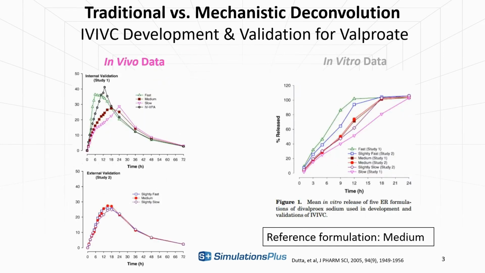Today, we're going to be talking about this sodium valproate example. On the right-hand side, we have in vitro data for 5 formulation variants: slow, slightly slow, medium, slightly fast, and fast. And we have plasma concentration time profiles for each of those formulation variants on the left-hand side. That is a requirement for building an IVIVC. Obviously, you need in vitro dissolution data and the in vivo plasma concentration data. So with that, let's open up GPX and get started.